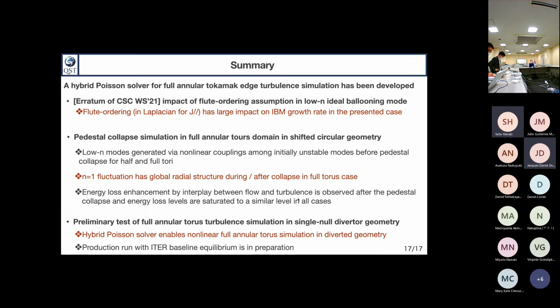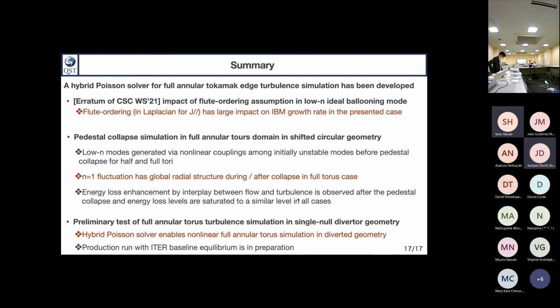Hybrid Poisson solver for full annular tokamak edge simulation has been developed. The impact of the flute-ordering assumption in low-n ideal ballooning mode has been investigated again, and it is found that the flute-ordering assumption in the Laplacian for J parallel has a large impact on the IBM growth rate in this case. And then pedestal collapse simulation in full annular torus domain in shifted circular geometry has been reported with the production run scale resolution.